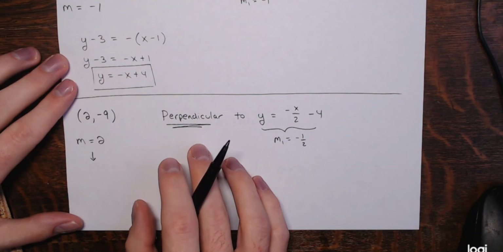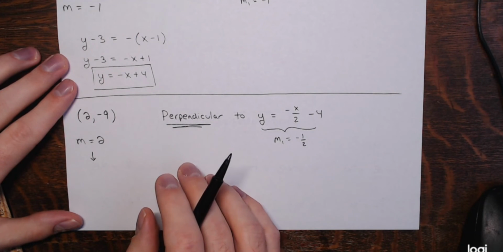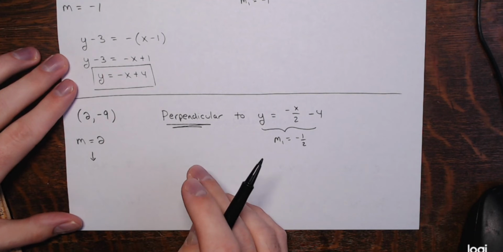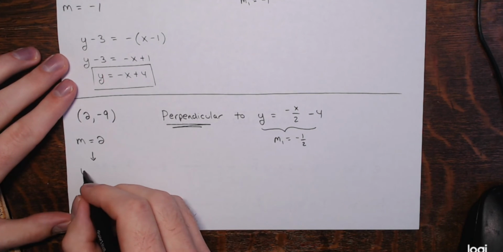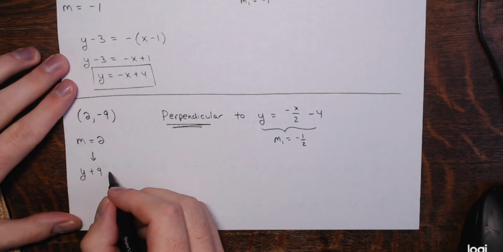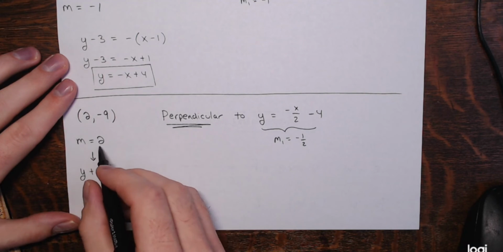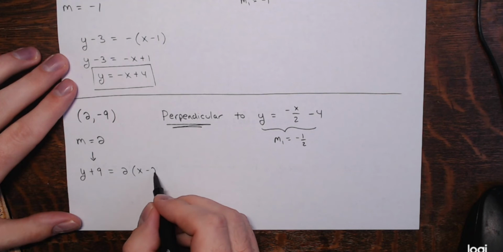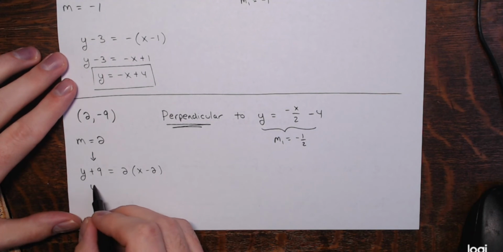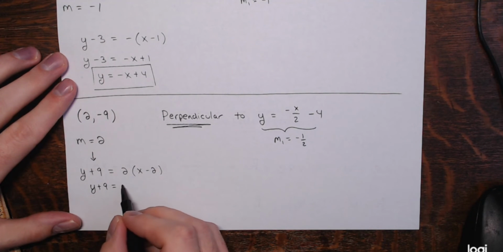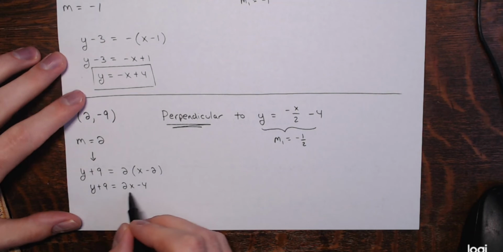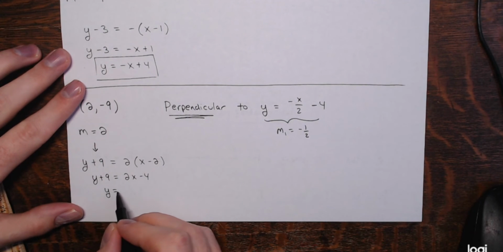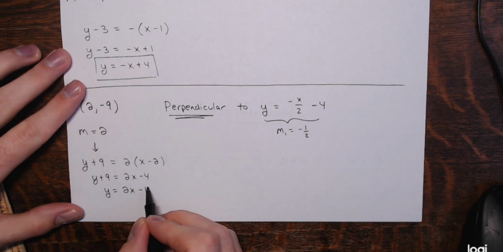And now I can use this information to write the equation of our line in slope-intercept form. They want y equals, and then we have to fill in the other side. So y minus negative 9 equals the slope 2 times the quantity x minus the x coordinate, x minus 2. So y plus 9 equals 2x minus 4. Then I would subtract 9. y equals 2x minus 13.